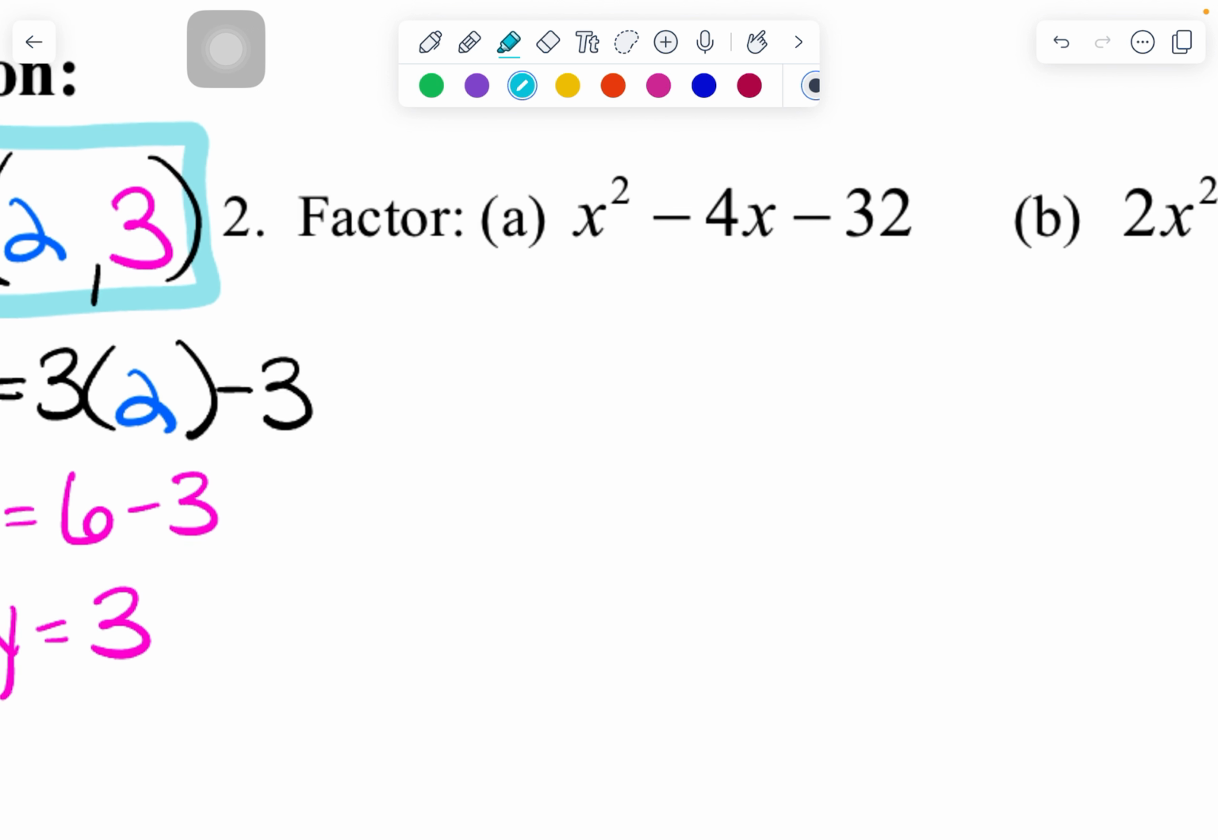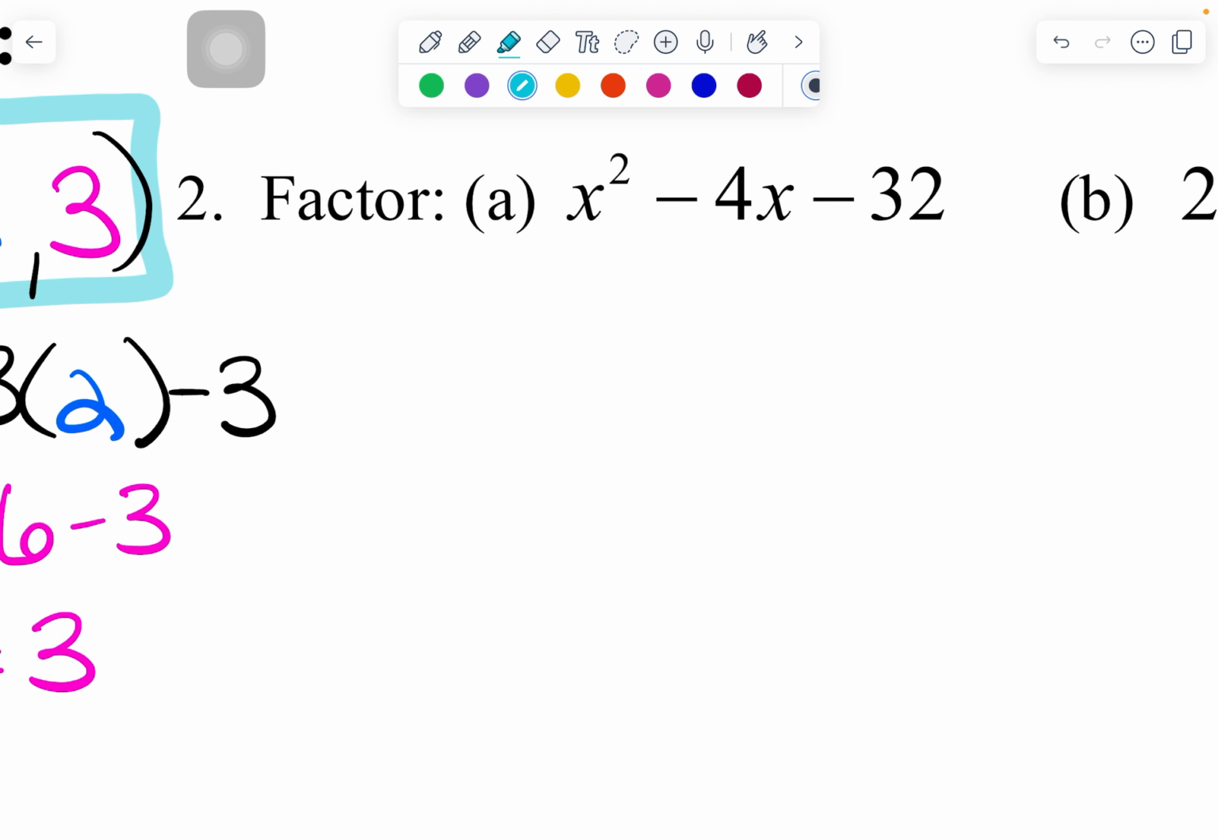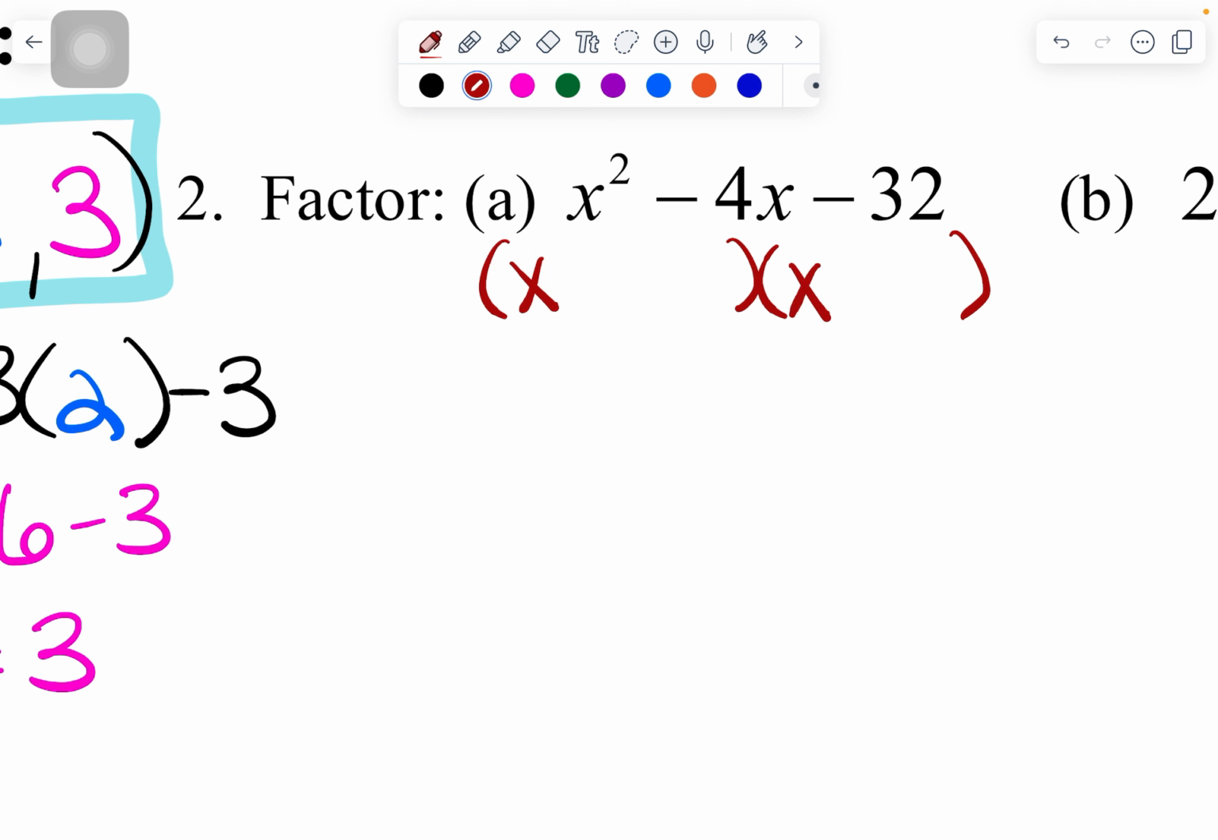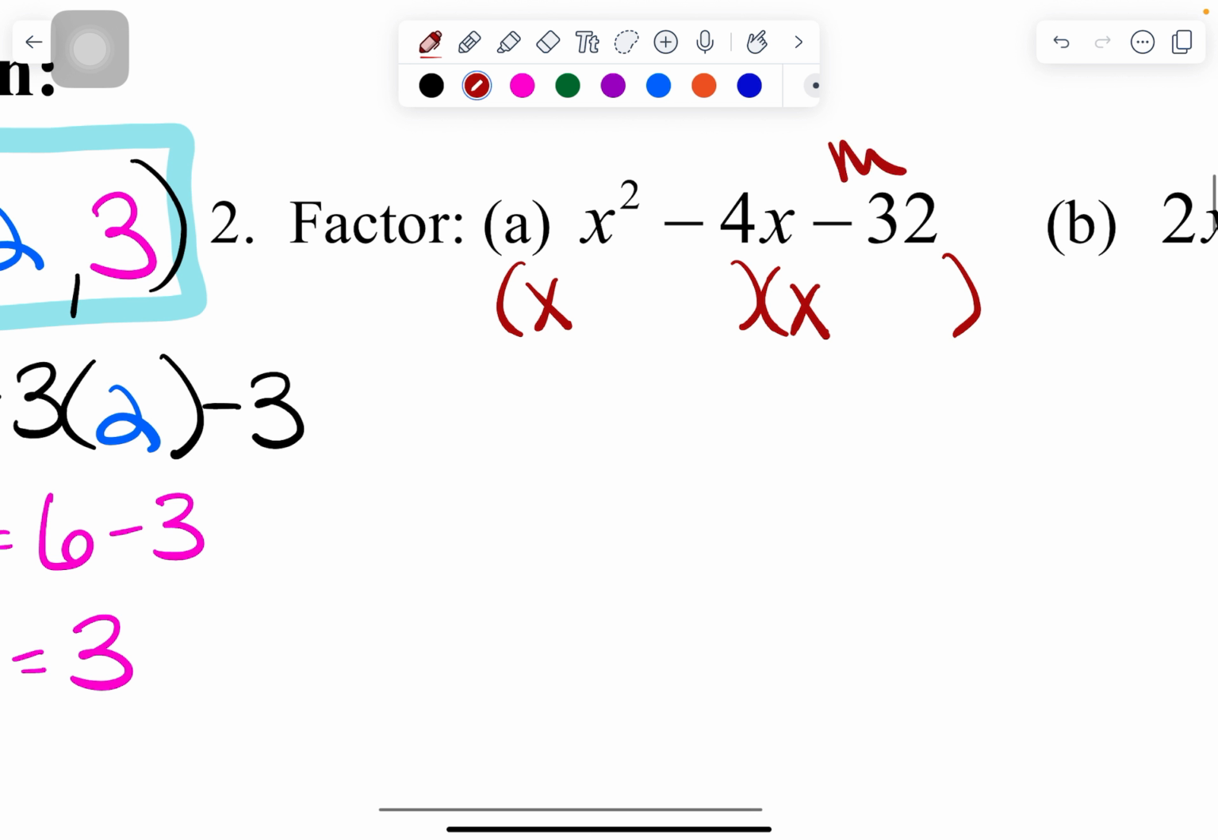So question number 2 here starts with this lovely trinomial, x squared minus 4x minus 32, and I want to factor it. Of course, the first question you should be asking yourself is, do you have a GCF? And the answer is no. So the nice part about this one is the x squared is by itself. So we're going to split that x squared, x times x. And then I need to think about things that multiply to negative 32 and add up to negative 4.